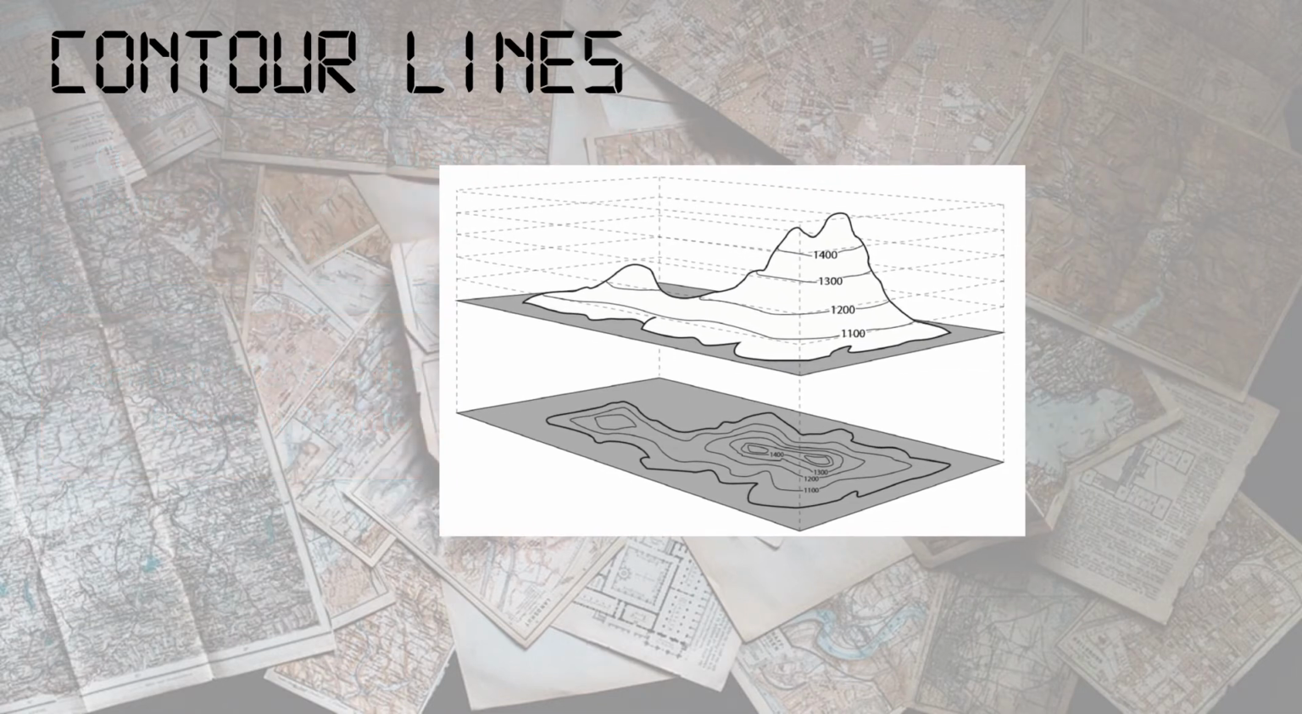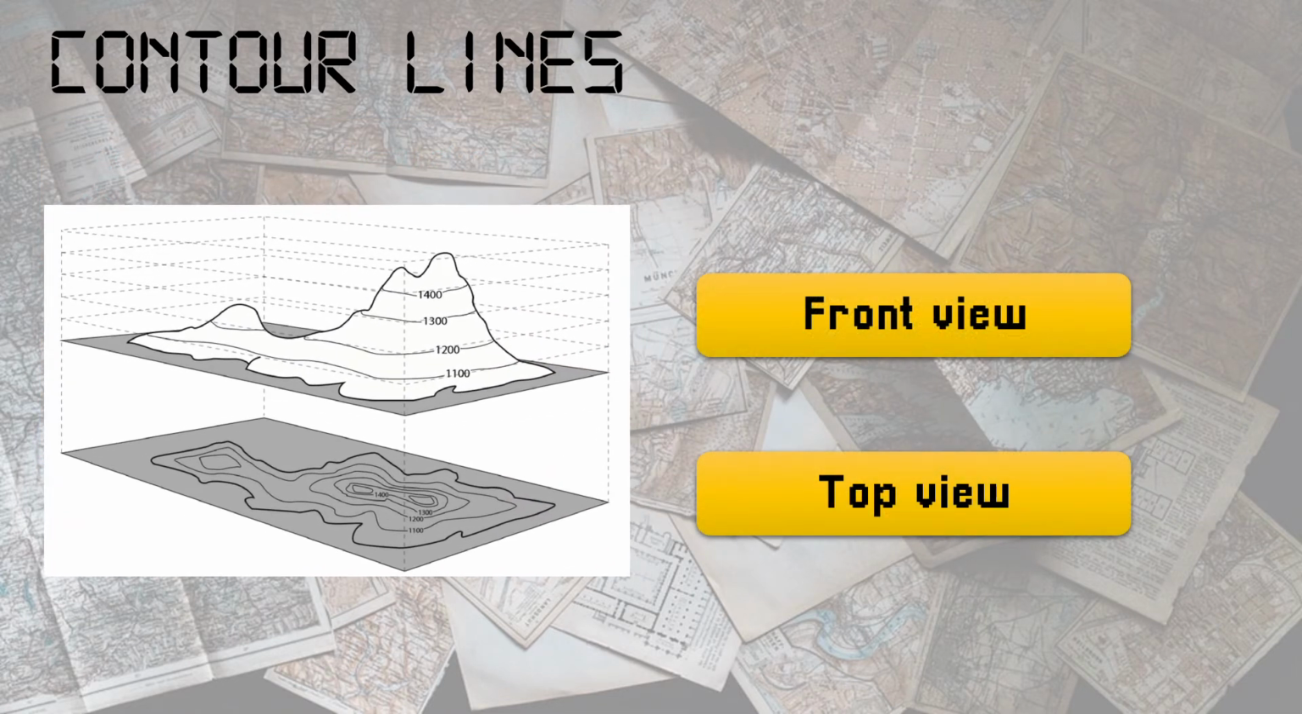Alright, so moving on. As I have mentioned earlier, if you are in reality looking at a mountain from the front view, this is what a mountain will look like. However, if you are in the sky looking down on the mountain, this is what a mountain will look like.